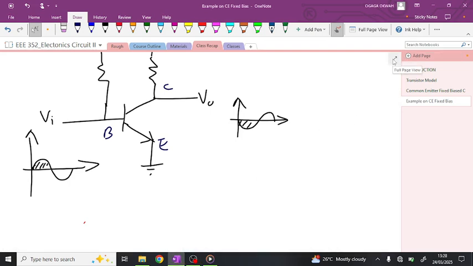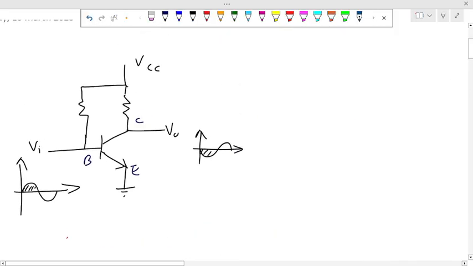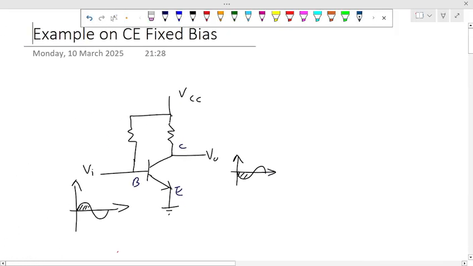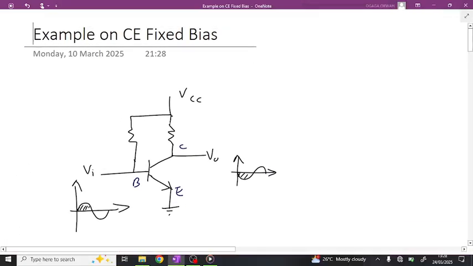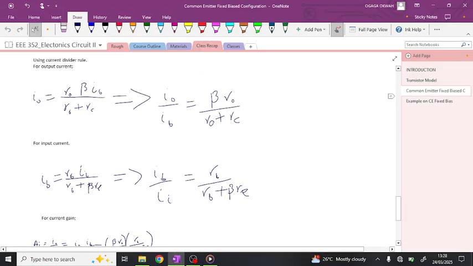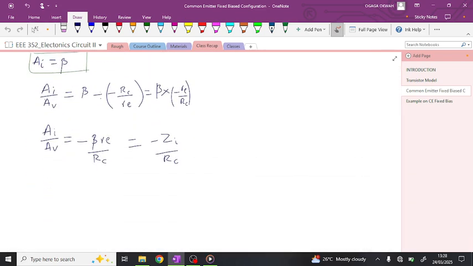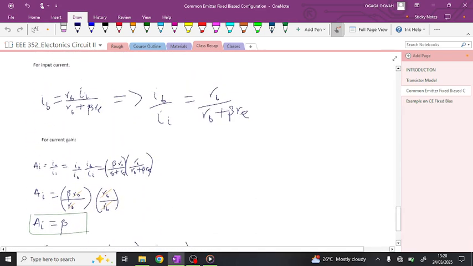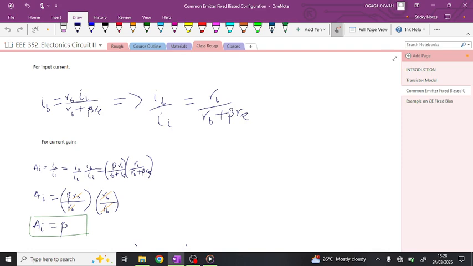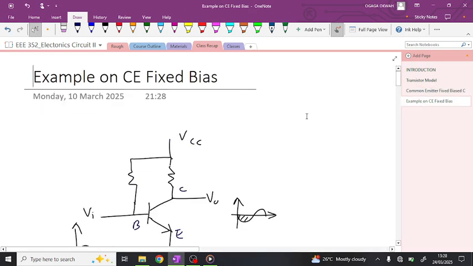Now, in this video, we are going to talk about this. What is this? Example on common emitter fixed bias. From our previous videos, we are going to apply what we've learned. So this slide is from our previous video. The knowledge and ideas we've established in this slide, we are going to apply in this example of common emitter fixed bias.